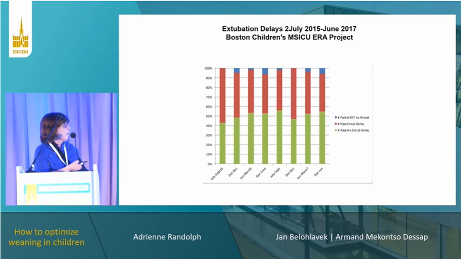But we then decided to look at delays. Why weren't they extubated in 4 hours when they passed it? A very few of them were the blue, failed and weren't retested. This red is they were delayed. Green, they were extubated. And this is the months from 2015 to 17. So we tried to look at these delays.